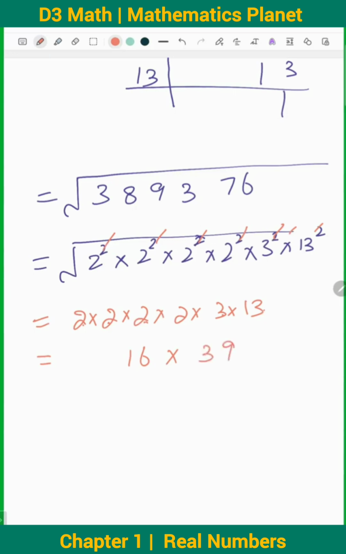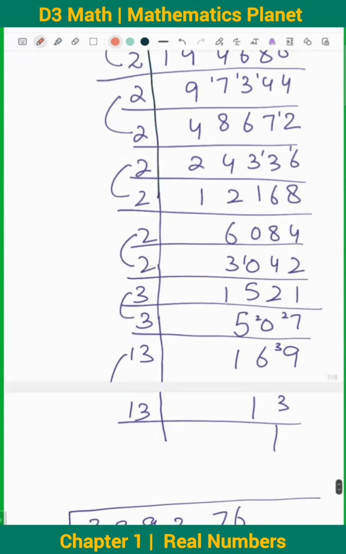So finally you need to multiply 16 times 39. So what will you get? 624. So बच्चों, with the help of prime factorization, जो कि that you have learned in D1 math, we have found the square root of this big number, and that is 624.